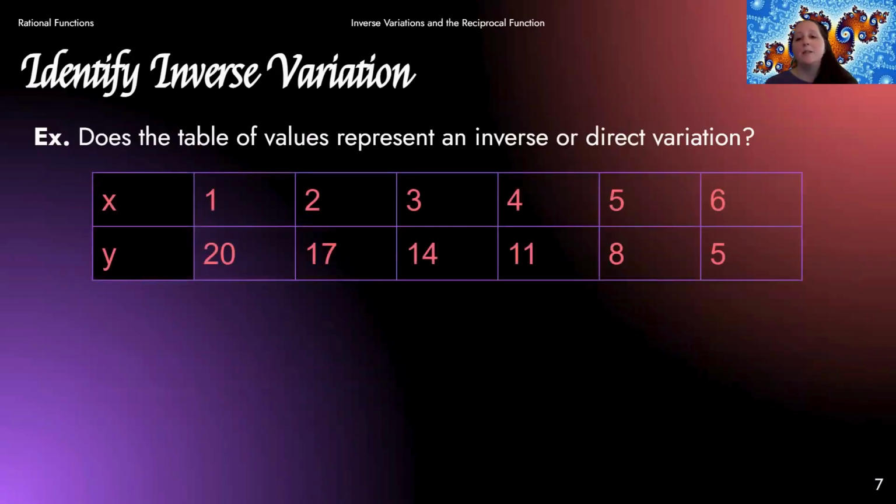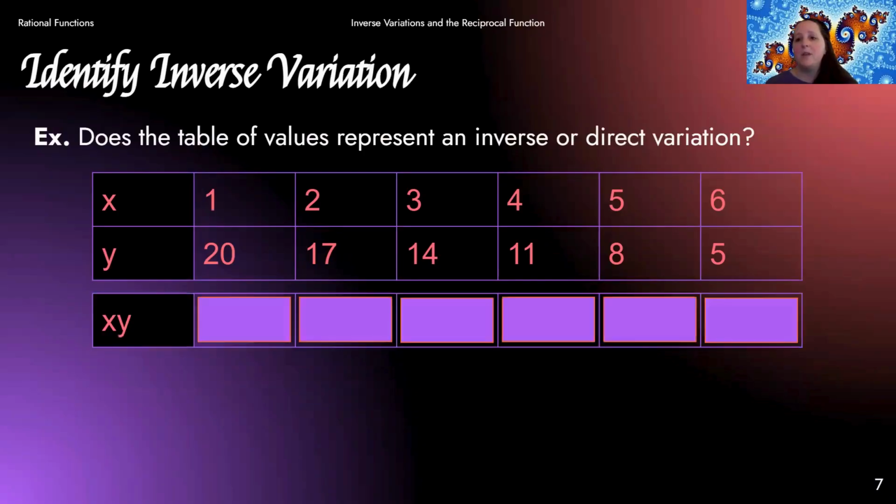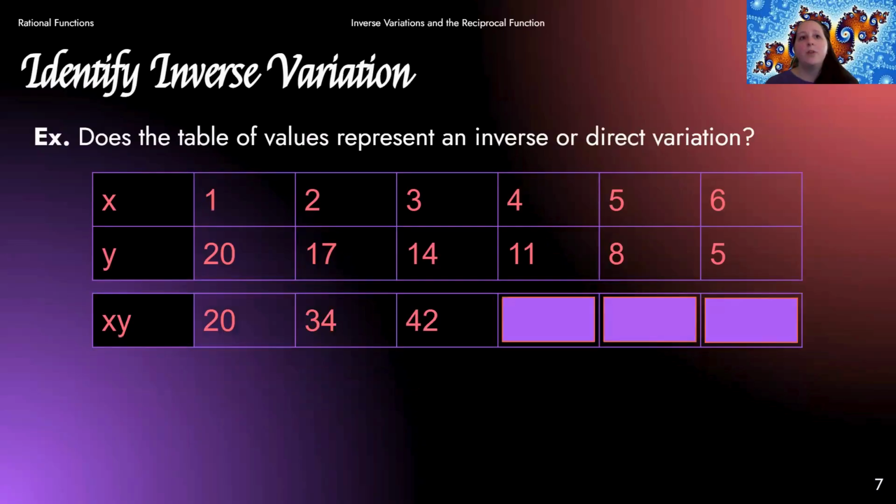How about for x, where x is 1, 2, 3, 4, 5, or 6, and y is 20, 17, 14, 11, 8, and 5. Okay, so if I multiply through, I get 20, 34, 42. I can already tell this is not going to be an inverse variation just because I have two numbers right there that are different. To be an inverse variation, all the numbers have to be the same when I multiply x times y.